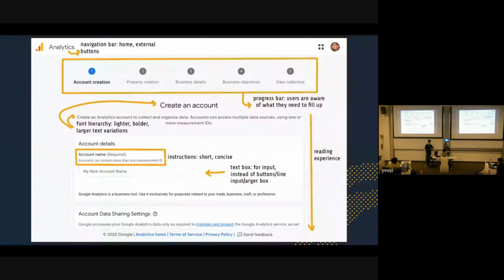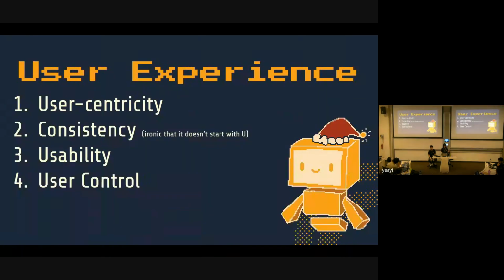And these are sort of like the decisions they made with the users in mind. So when it comes to UX design, you have four main principles. Number one, user centricity. Number two, consistency, usability, and user control. And we will get more in-depth into what these mean in the next few slides.